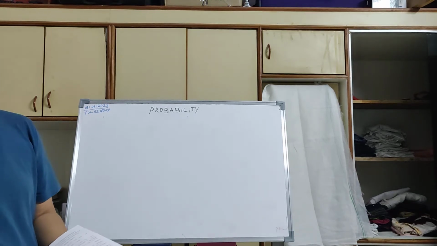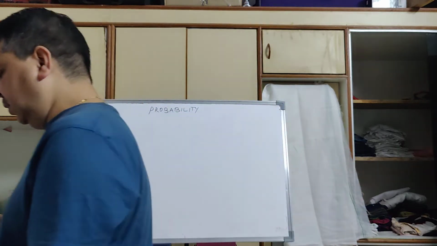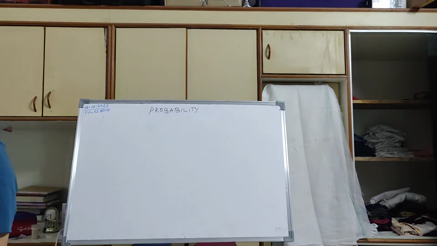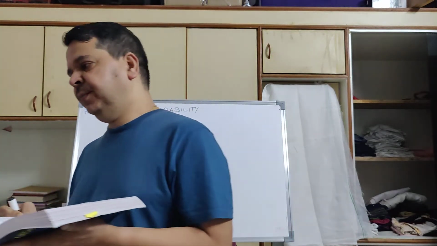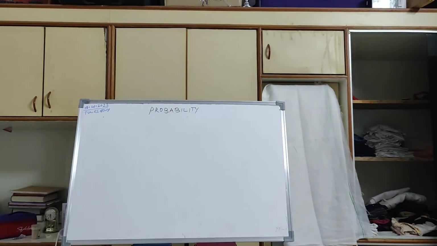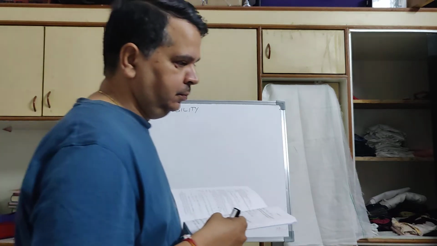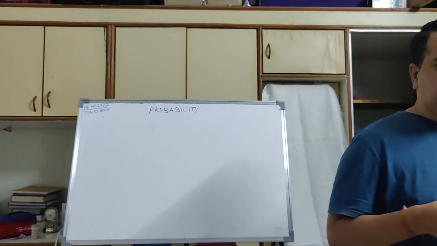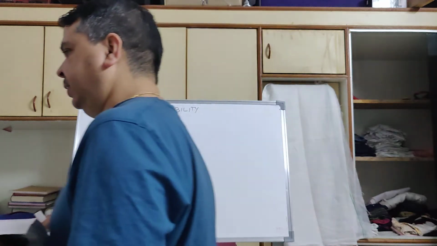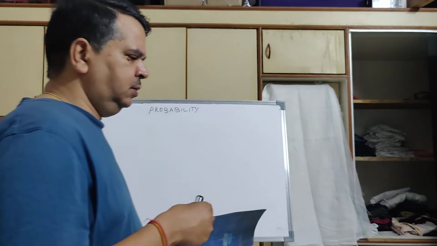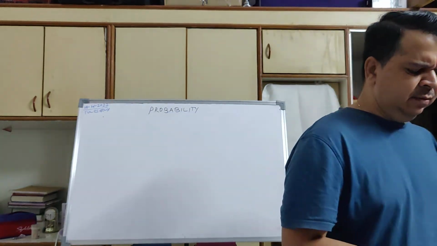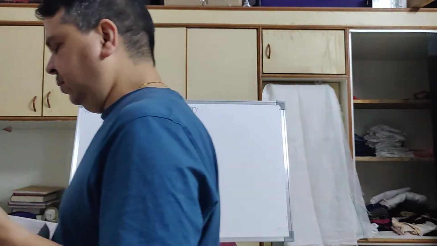So in the last class we discussed some of the terminology related to probability, okay? Like sample space, event, simple event, compound event, outcomes and sample point and many things. These are some terminology related to probability, okay? So we have almost covered everything related to terminology.